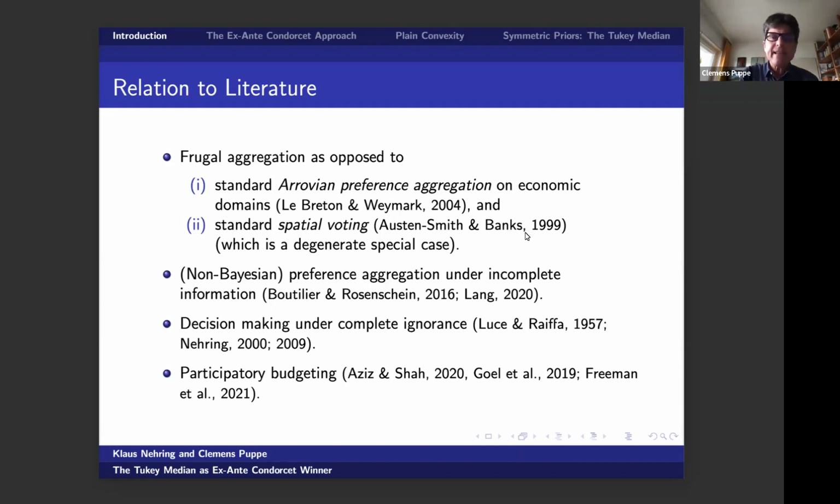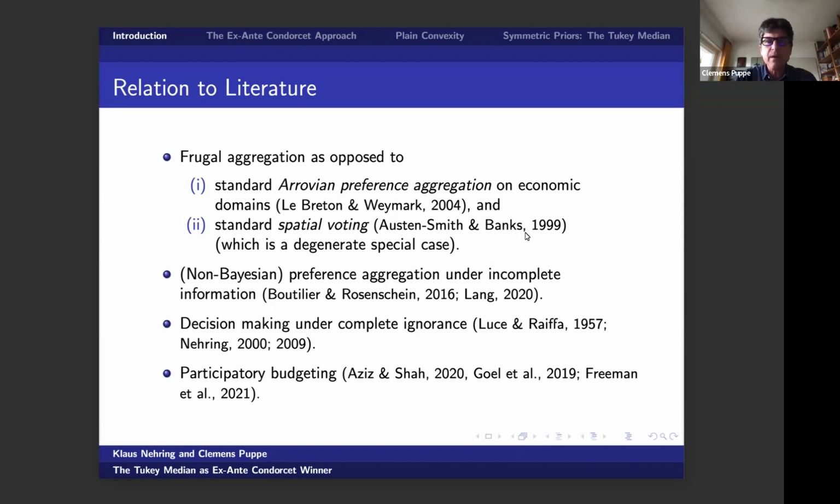Notice, by the way, that in contrast to that literature, which produces only impossibility results, we have a possibility result here. So it's also very important that in contrast to all these negative results in the literature, we present a possibility result.